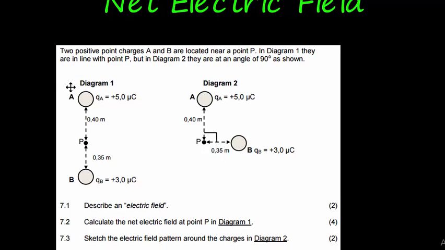In the first question they ask us: two positive charges A and B are located near a point P. In diagram 1 they are in line with point P, so here we can see they're in a straight line. But in diagram 2 they make a 90-degree angle with P.